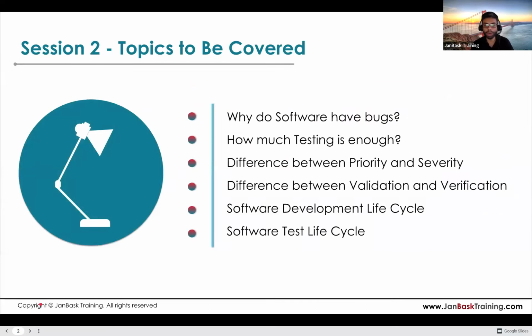Then we will talk about how much testing is enough, because we saw in the last class that exhaustive testing is not possible, right? So what was the reason? Why was exhaustive testing not possible? Because it is a waste of time, and you cannot have testing without boundaries. You just pick the important modules or sections and test those. Otherwise, it will be endless and a waste of money.